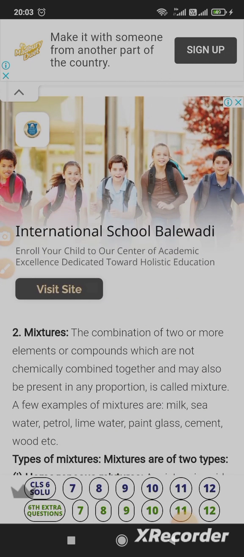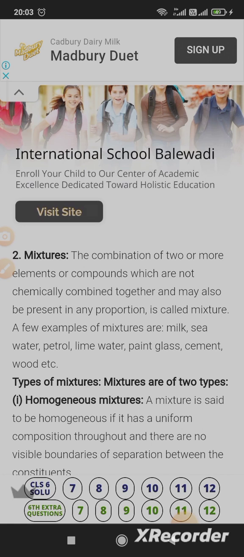Mixture. A combination of two or more elements or compounds which are not chemically combined together and may be present in any proportion is called a mixture. Example: milk, sea water, petrol, lime water, paint, glass, cement, wood, etc.